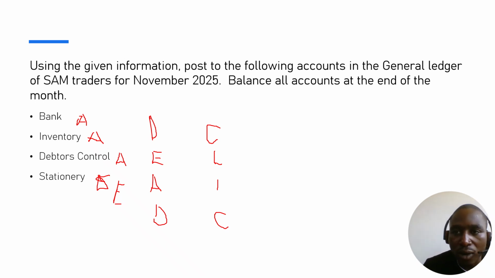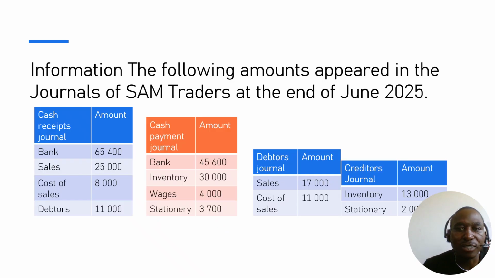All right. Now let's go and look at the information that we are given so that we are able to do these 4 ledger accounts of SAM traders for November 2024. Now we are given this information. We are given information from the CRJ bank of 65,400, and we are given information from the CPJ. We are given information from the debtors journal, and we are given information from the creditors journal.